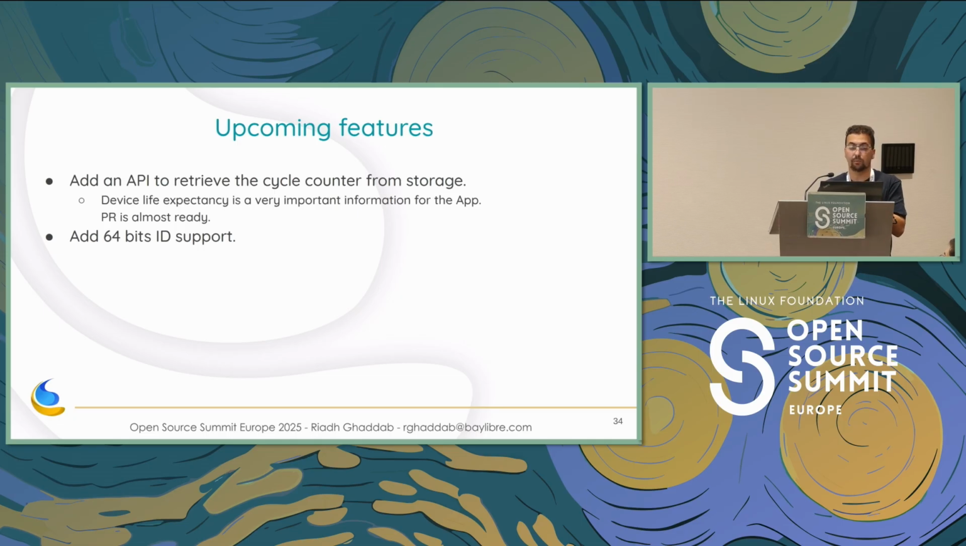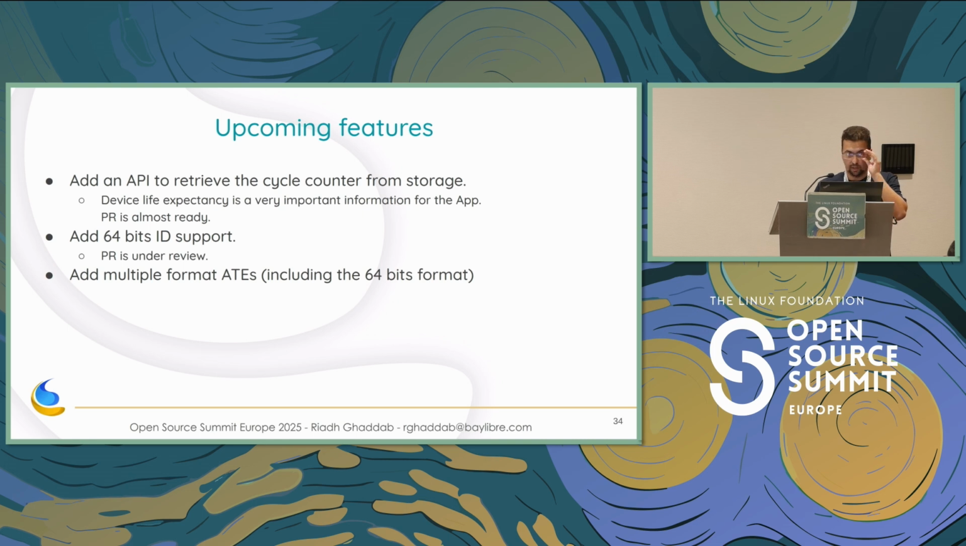Also, to add the 64 bits ID support. Some subsystems need an even larger set of IDs. The pull request is already under review, and it's going to be merged upstream very soon. And one of the ideas is to add multiple format ATEs, which means that in ZMS we can add support not only for one type of metadata, but for 32 bits, 64 bits, or maybe, for some applications, 128 bits and different formats of ATEs. We can add support for this in the future if we have enough time.